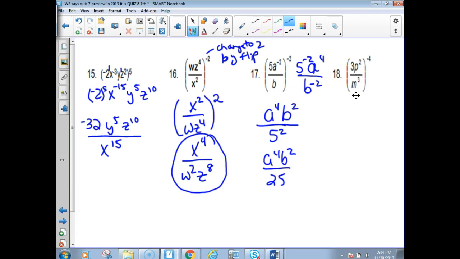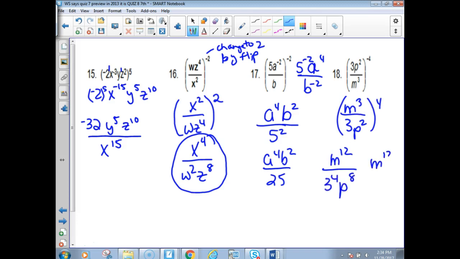Sure. I would definitely do this one that way because otherwise everything's going to have a negative exponent right off the bat. So I would flip this over. I would change the negative 4 to a positive 4 because I did the reciprocal. Now I would apply the power of a power rule. So m to the 3rd to the 4th would be m to the 12th, 3 to the 4th, p to the 8th, and then I would evaluate 3 to the 4th, which is 81, so I'd have 81 p to the 8th on the bottom.